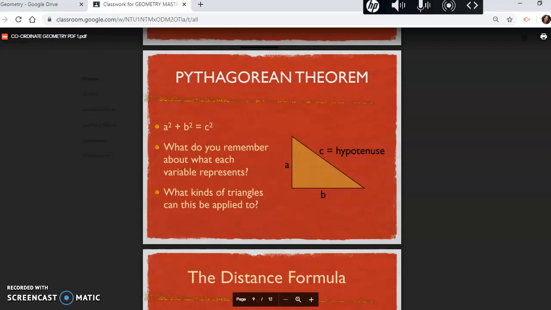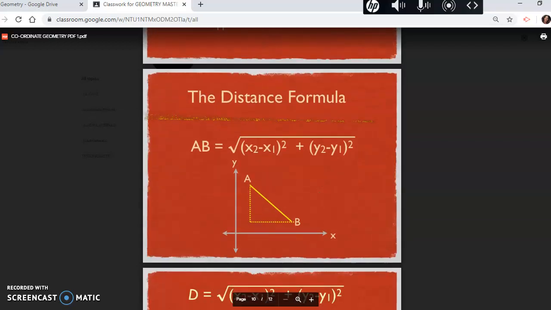Okay, that's basically this distance formula. The distance of your x's, how far over is it going, squared, how far up is it going, squared, and you add them together and you take the square root of it.